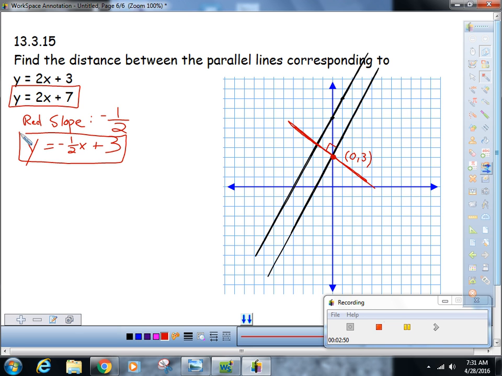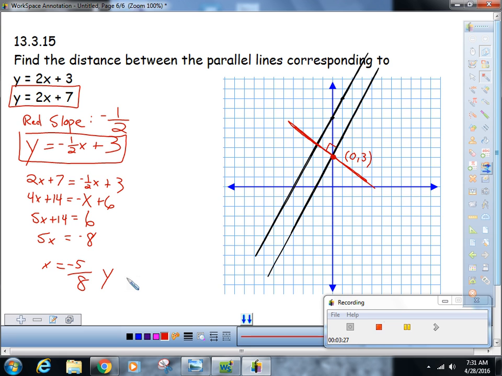So, you just say, where does 2x plus 7 equal -1/2 x plus 3? I'm just going to get rid of my fractions by doubling everything. 4x plus 14 equals -1x plus 6. 5x plus 14 equals 6. 5x equals -8, right? So x is -8/5. Thank you so much.